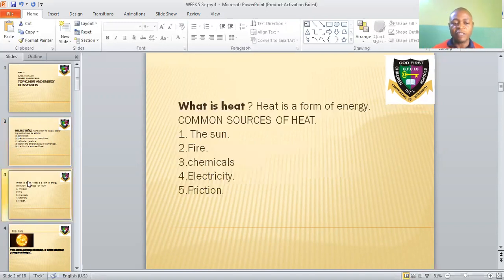Now, let's go to the definition of heat. What is heat? Heat is a form of energy. Then we have common sources of heat, that is where we get heat from. Where do we get heat from? The first one is the sun, which is solar energy. The second one is fire. The third one is chemicals around us, and then electricity, and also friction.